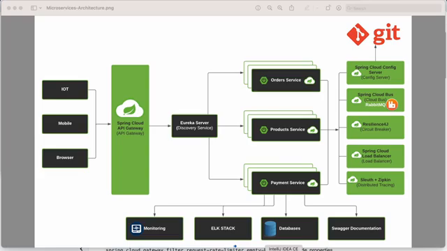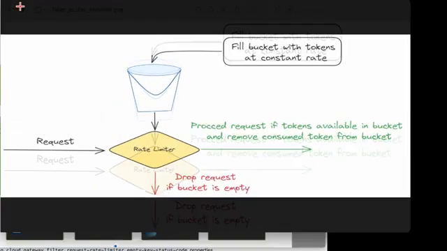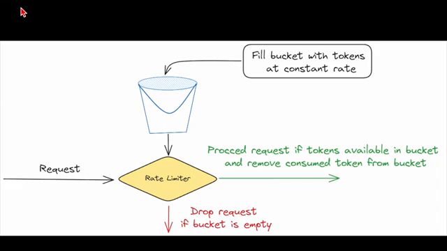Now I'm going to talk about how the Spring Cloud API gateway works as a rate limiter. Let me open one of the diagrams. First of all, what is rate limiting?